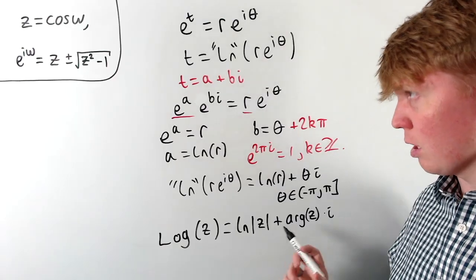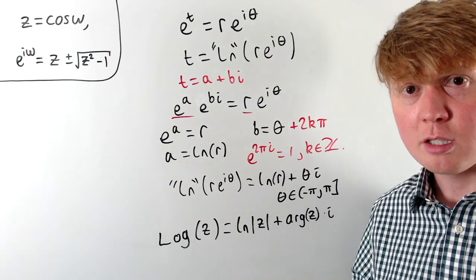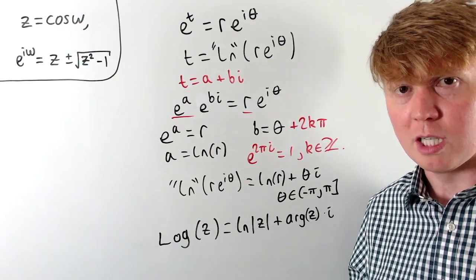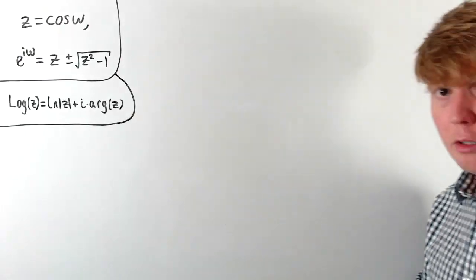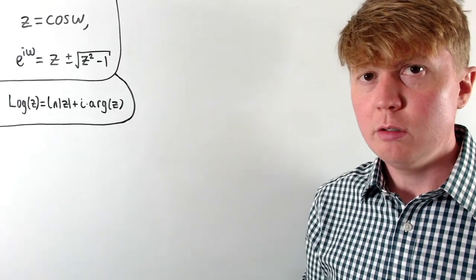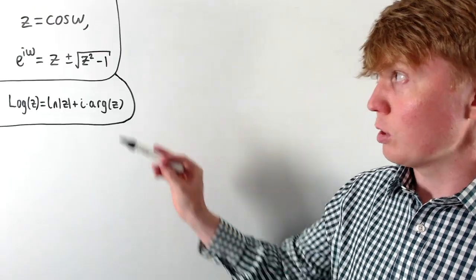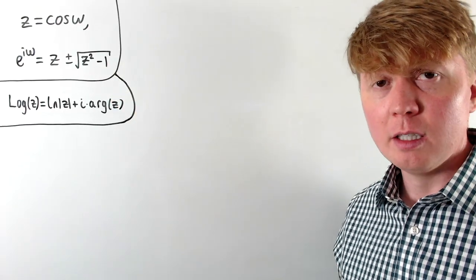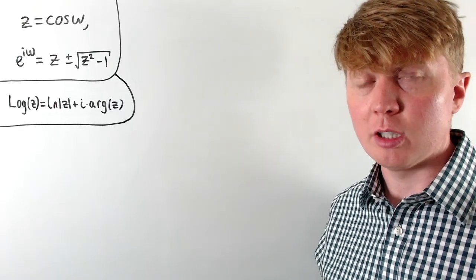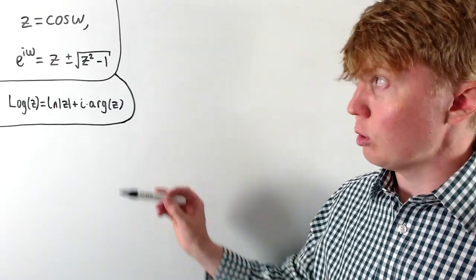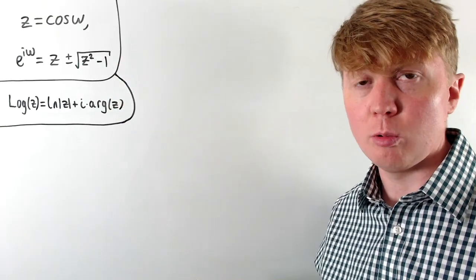So we'll be able to use this now going forwards to actually solve this equation and find what w is, this inverse cosine of z. And to actually be able to calculate anything, we do need to make a choice between whether we take the positive or the negative root here. So just to begin with, we'll look at what happens with the positive root, and then later we'll look at the negative root and find all the possible solutions to this original equation.